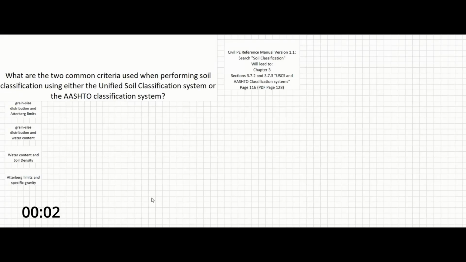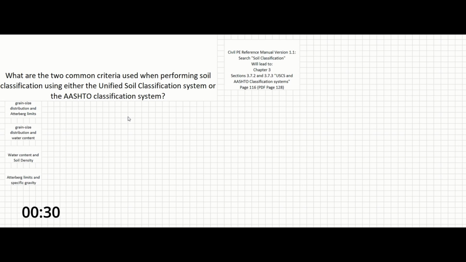Okay, in this problem, we are being asked a conceptual question. What are the two common criteria used when performing soil classification using either the Unified Soil Classification System or the AASHTO classification system? So, if you are a geotechnical engineer or you work in the field, there's a chance you might simply be able to answer this concept question automatically.